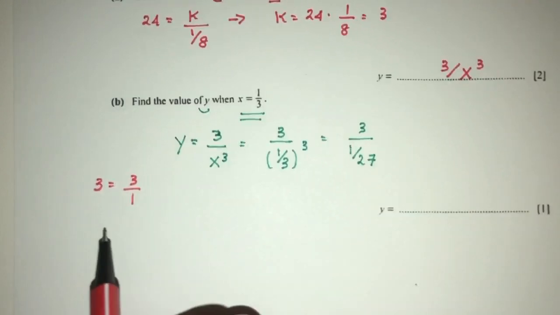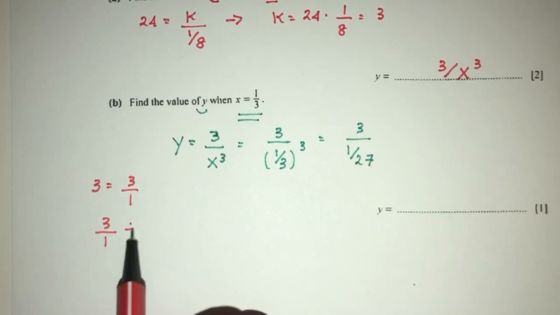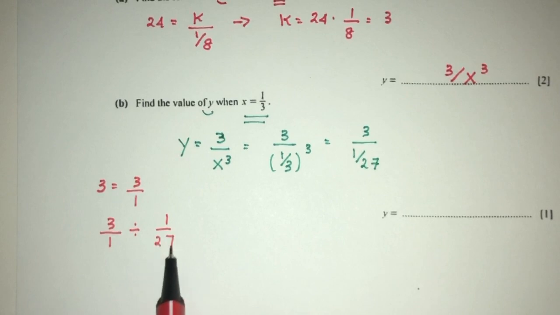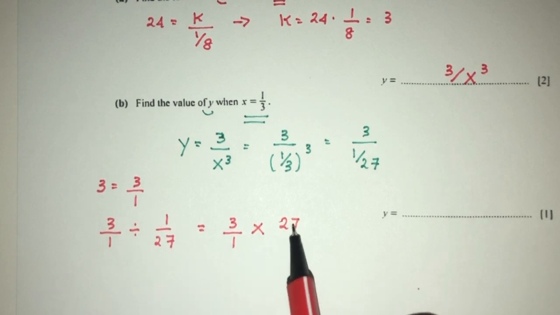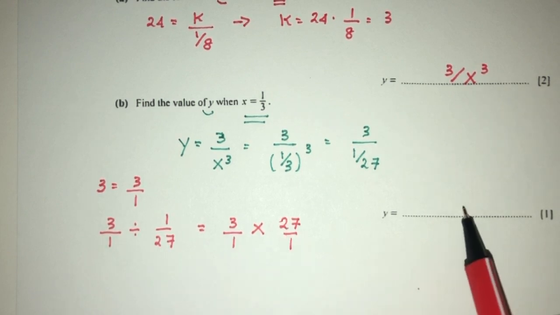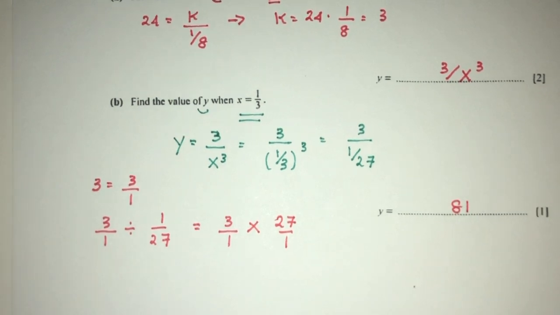So what do we have here? We have 3 over 1 divided by 1 over 27. Now we know that we don't like to work with divide. We change divide to multiply, and then we flip this upside down. That will become this. 3 times this will be 81. That will be part B of the question.